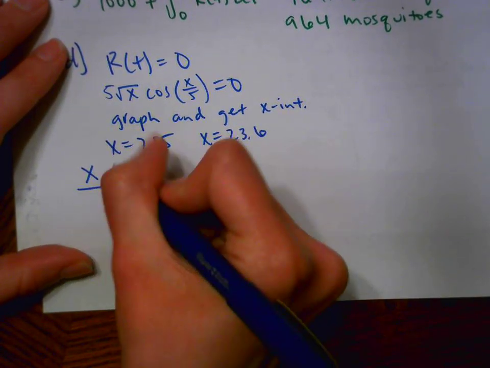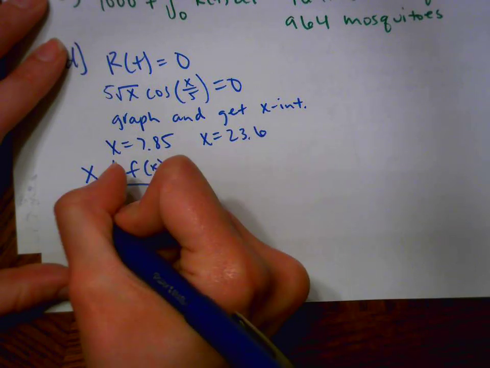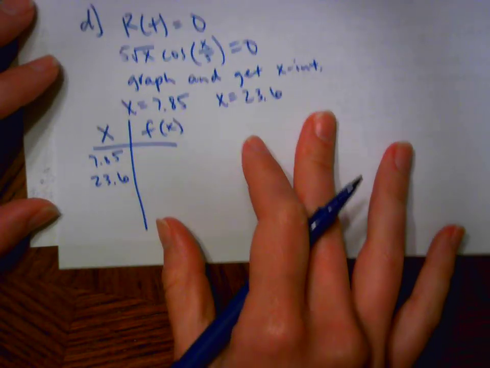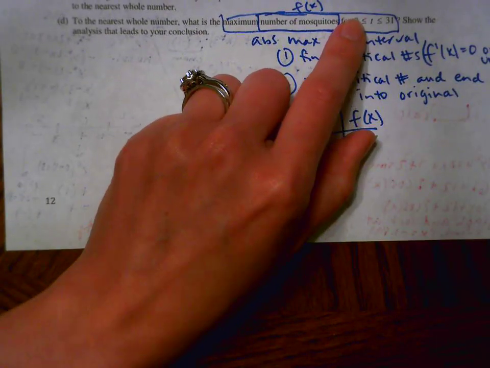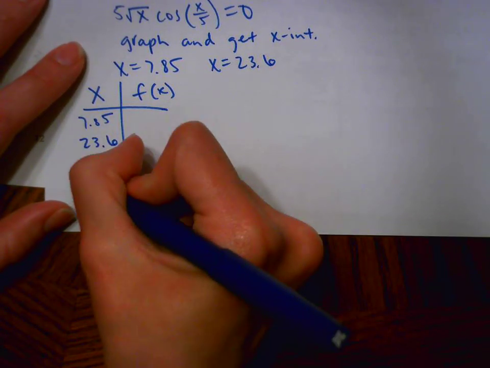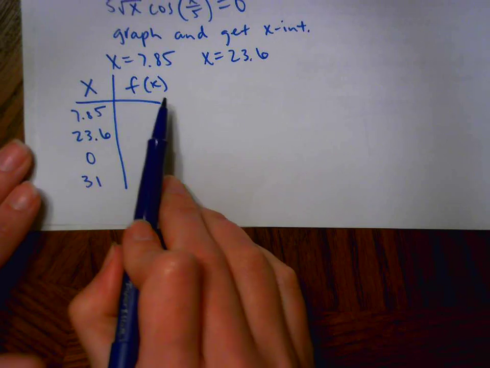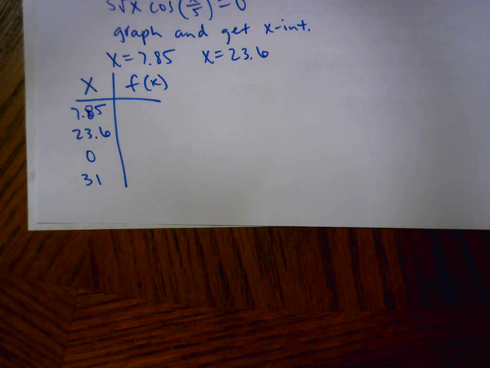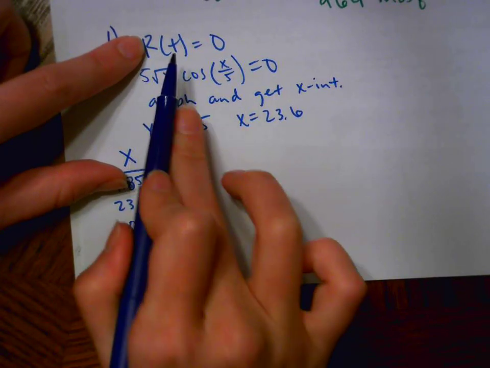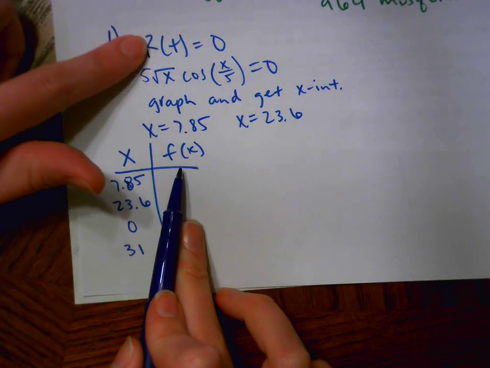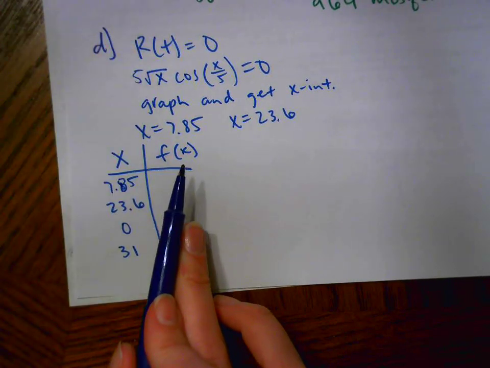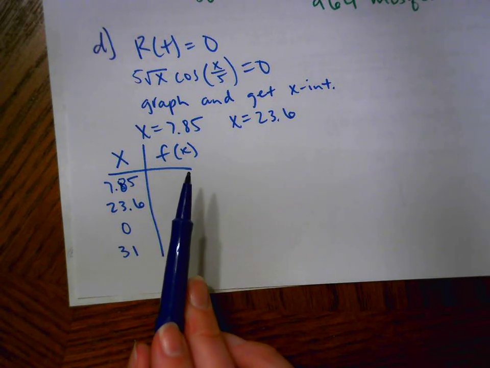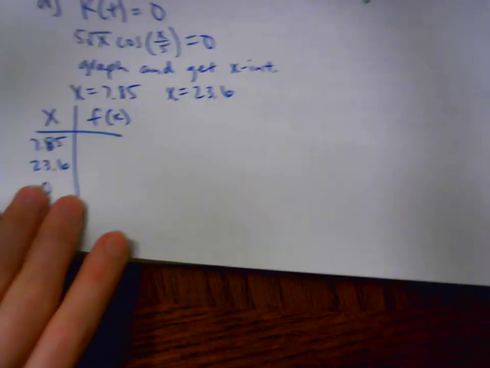So when I make my table to plug them in, I have 7.85, 23.6, and then I have my endpoints, my interval. It went from 0 to 31. So I have 4 numbers to plug into the original. Whatever you set equal to 0, you should not be using down here, because this is technically the derivative. If they give you a derivative function and you're looking for the original, you would integrate, right? But you cannot forget to add that initial amount.